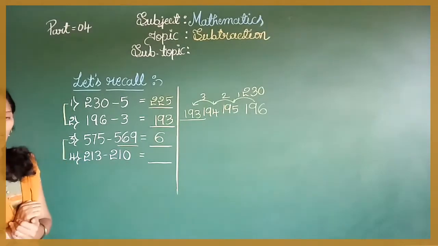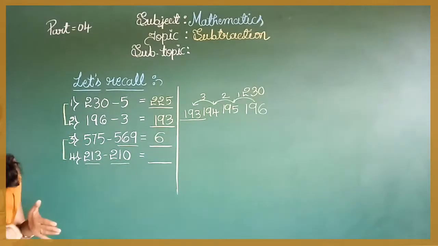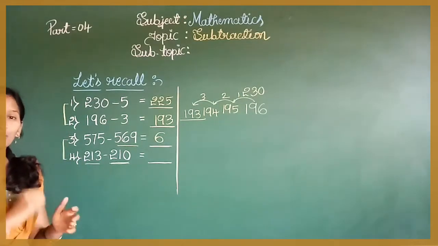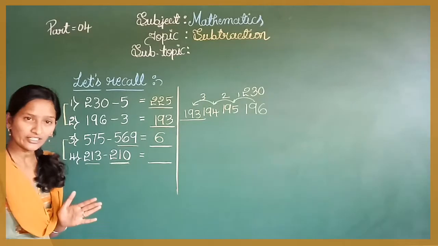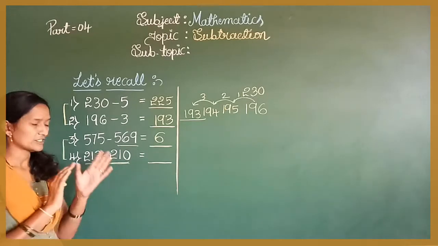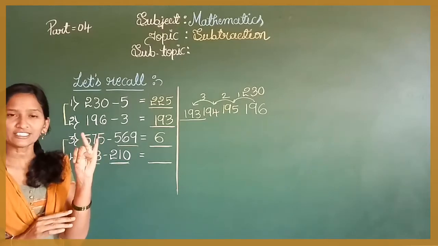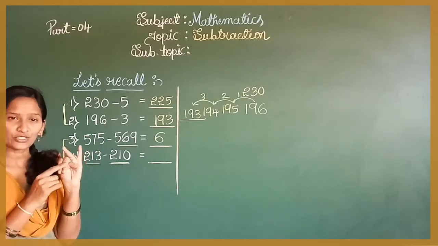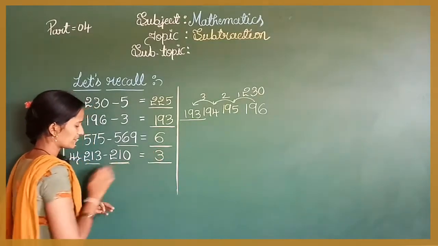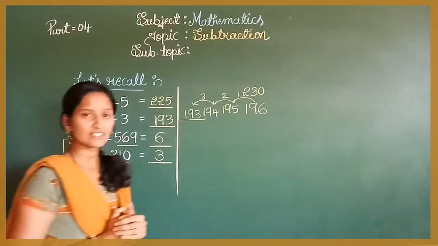Now come to the last one. It is 230 minus 210. In this, which is the small one? 210 is the smaller number. After 210, you have to count forward up to 230. 210, after that 211, 212, 213. So here I used a total of 1, 2, 3 fingers. So this is the difference between these two numbers. So children, this is about our previous class.